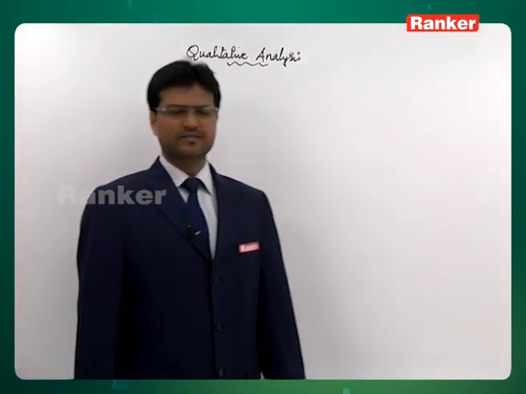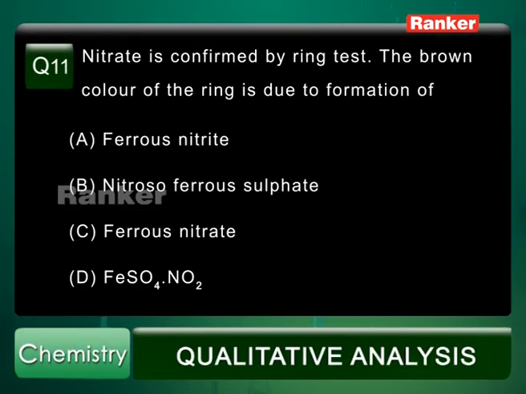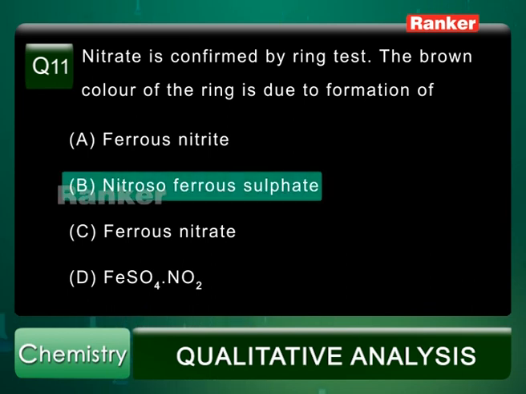Question number 11. Nitrate is confirmed by ring test. You call it brown ring test. Okay. The brown color of the ring is due to formation of A. ferrous nitride, B. nitroso-ferrous sulphate, C. ferrous nitrate, D. FeSO4.NO2. The correct answer is B. nitroso-ferrous sulphate.